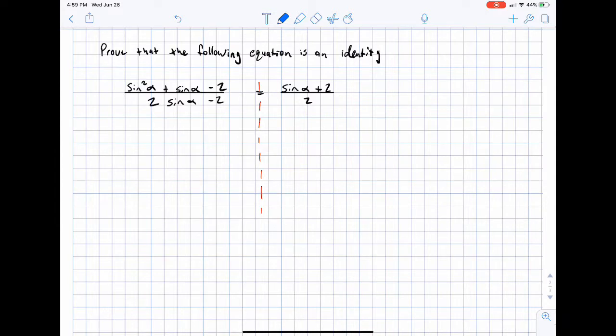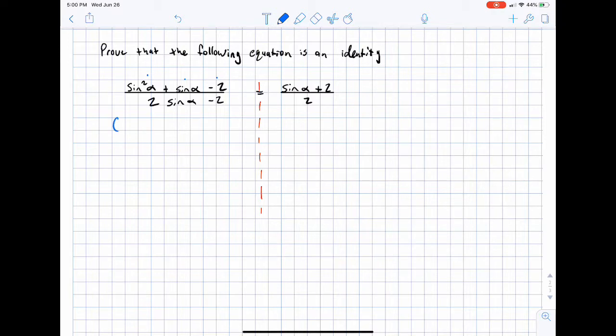So in the numerator, I notice that I have 3 terms, and the first term is squared, the second term is to the first power, and the last term is just a constant or a number. This kind of hints towards factoring. So I'm going to see if I can factor that numerator.